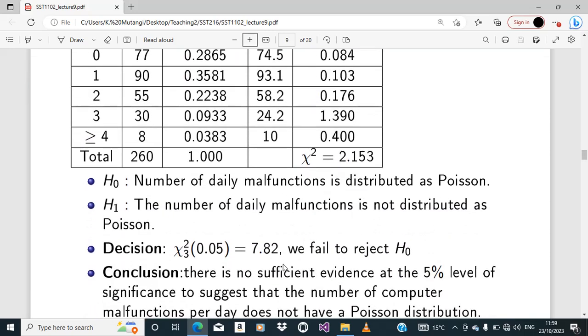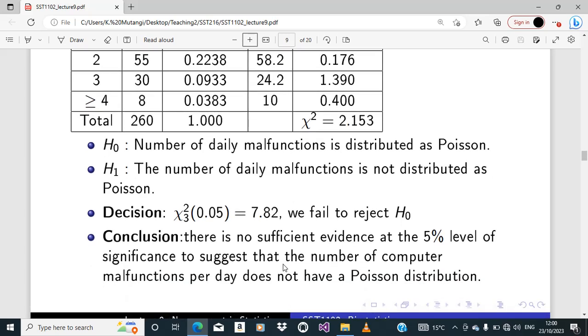The null hypothesis, this should normally come first. We are saying the number of malfunctions is distributed as Poisson, and the alternative one says the number of daily malfunctions is not distributed as Poisson. So we need to make a decision now whether to reject H0 or to fail to reject it. So we go on to find the critical values from the tables.